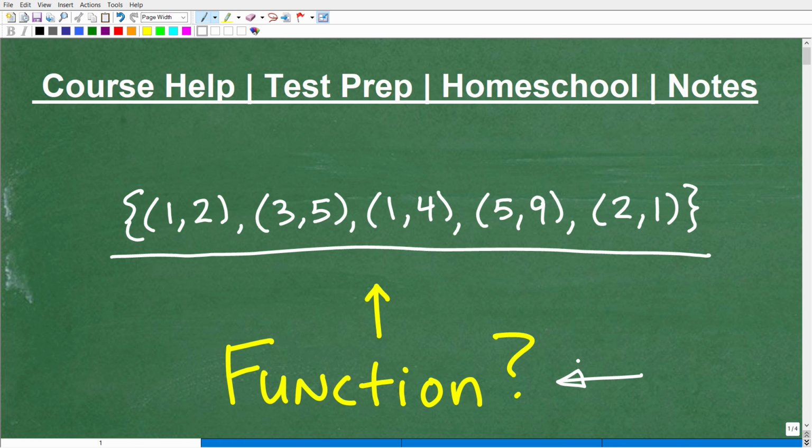So if this is, for example, a test question, and I said, is this a function? And you said, yes. Well, you're not going to get many points because you have to justify this response. And that's what this whole little video is going to be about. So we're going to cover the basics of how to determine whether something is a function or not. Okay, but I'm going to get to all this in just one second.